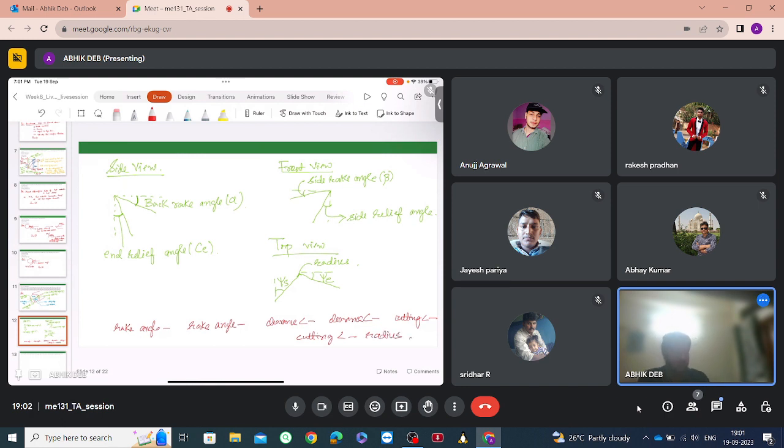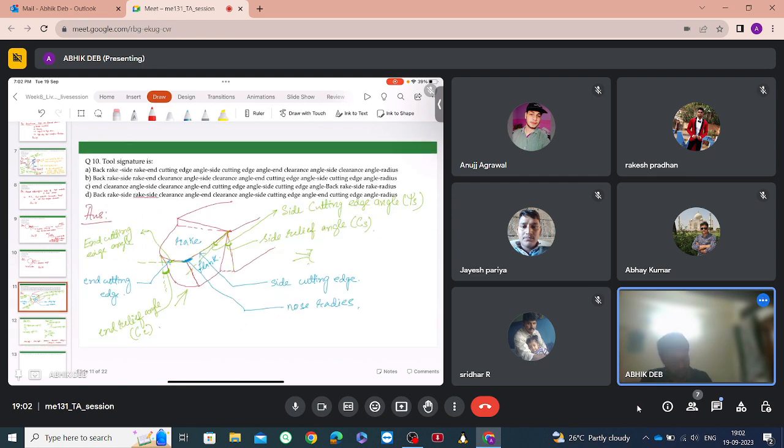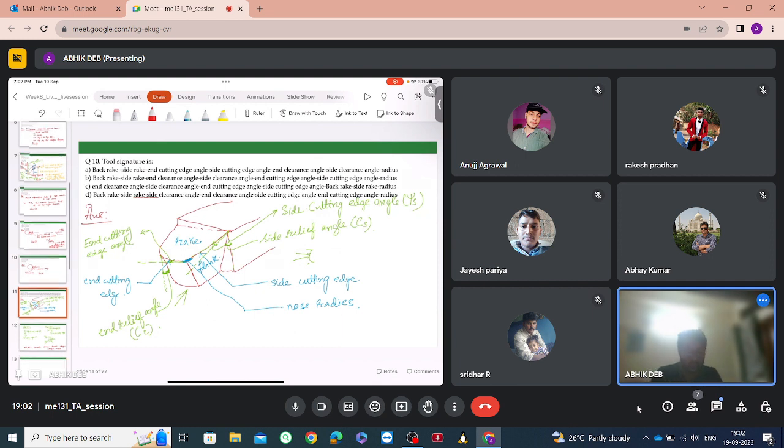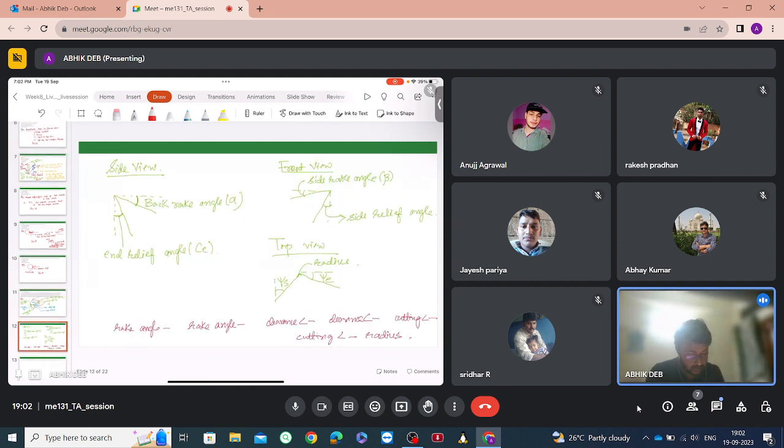Before we go on, you have to remember the exact specification order. It is always specified as end first, then side. So there is no end rake angle, but the rake angle associated with the end cutting edge is the back rake. The inclination of the end cutting edge from the horizontal gives the back rake angle.